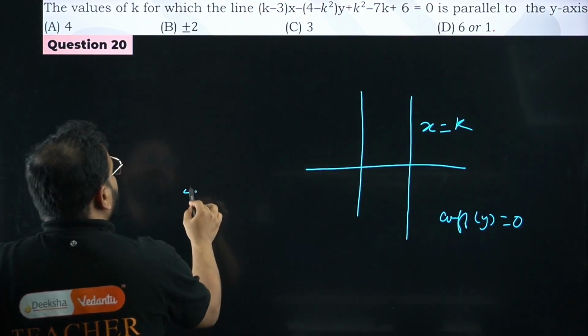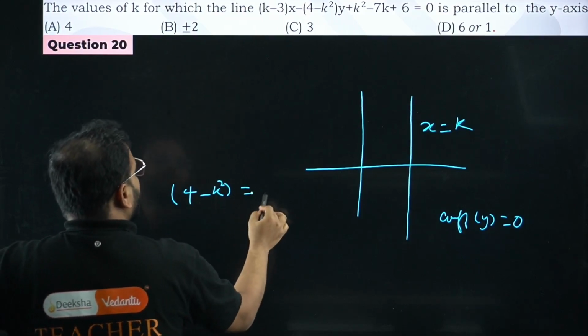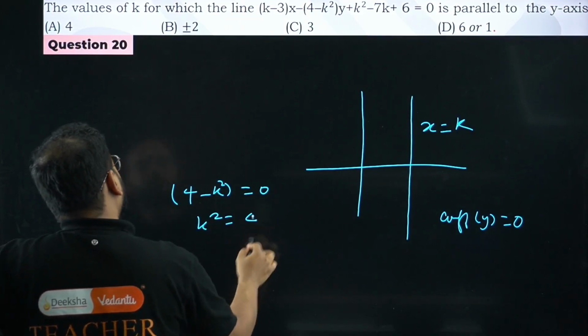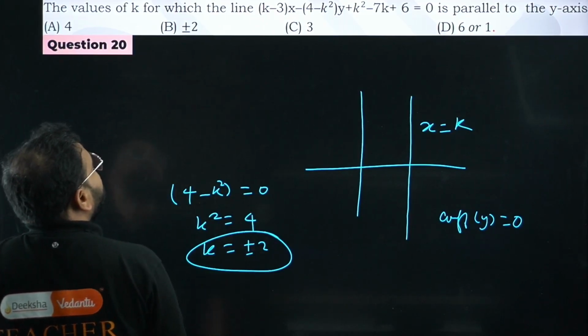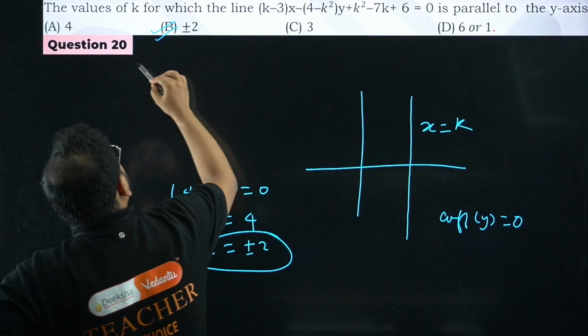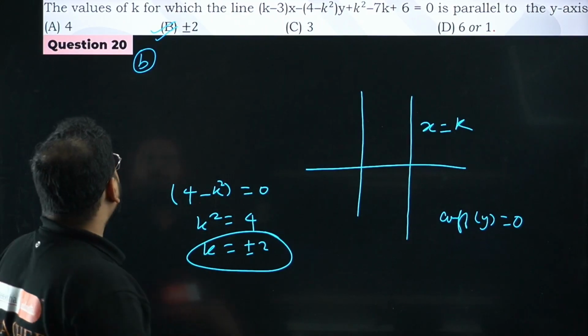So you get from here minus 4 minus k the square should be equal to 0. From here you get k square equals to 4. From here you get k equals to plus minus 2. Option number B is correct. Please check. Okay, let's move on from this question to 21.